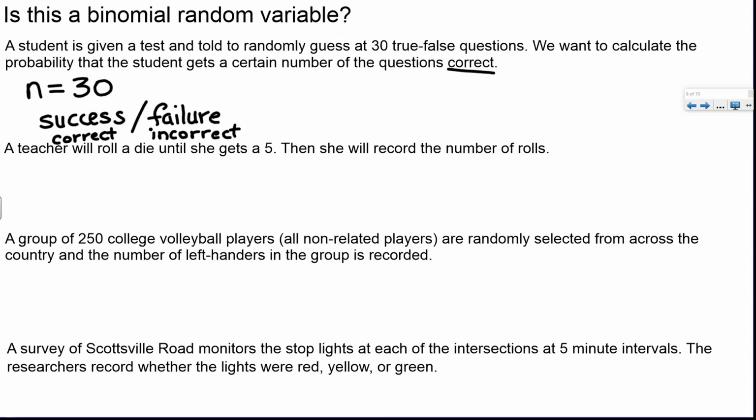And so we could then say, what's the probability of getting a correct answer, and we get our sample size, and then we could figure out the probability that they get 4 questions right, or the probability that they get no questions right. We could figure those out using that binomial PDF. So this is binomial.